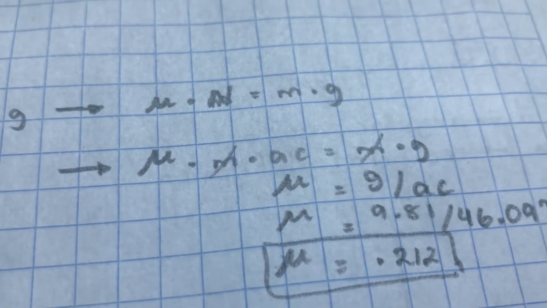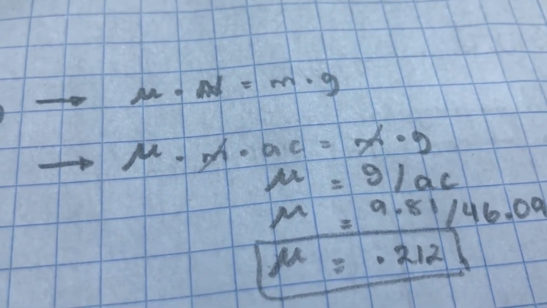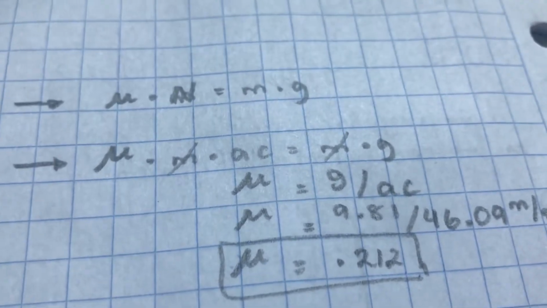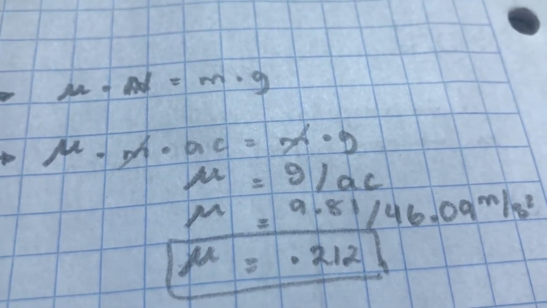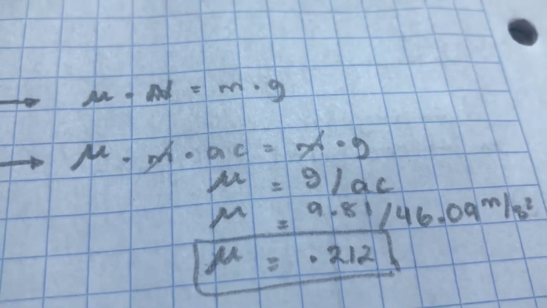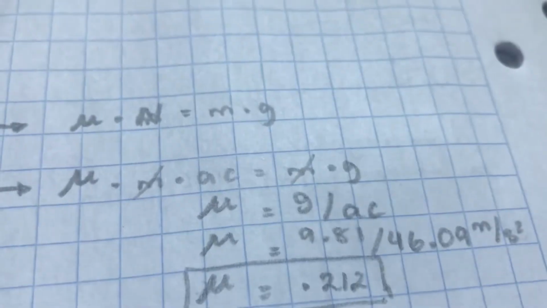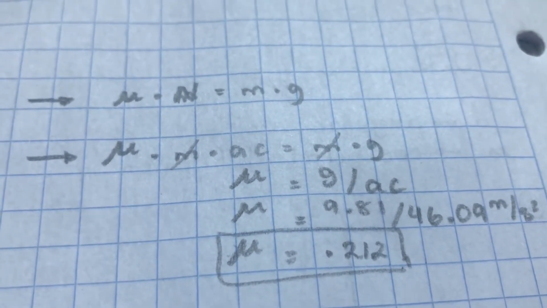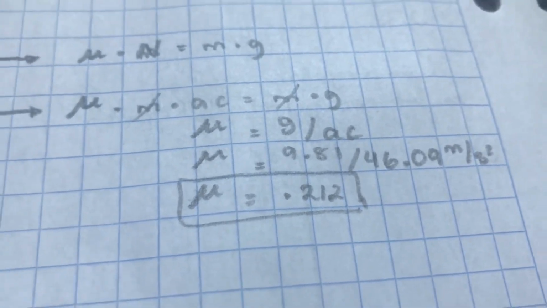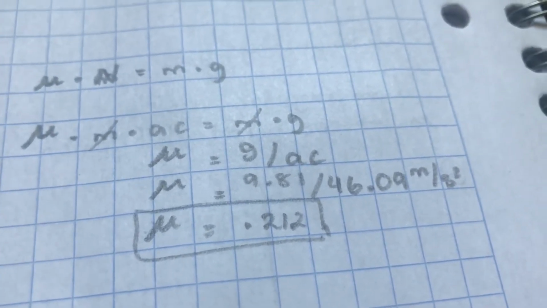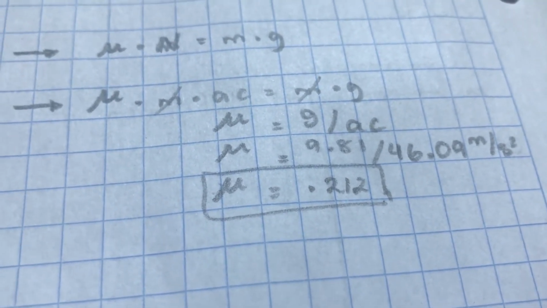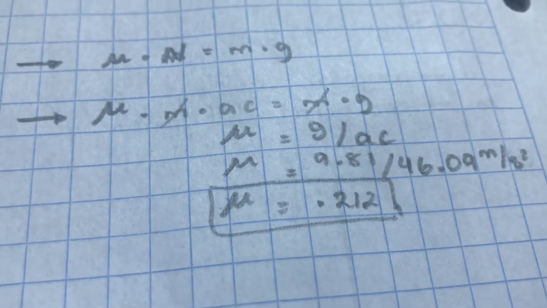Now we eliminate the mass because by algebra it cancels, and then we obtain the coefficient of friction. The coefficient of friction is equal to the gravity divided by the centripetal acceleration, that is 9.81 divided by 46.09 meters per second squared. That way we obtain mu, the coefficient of friction, which is 0.212.